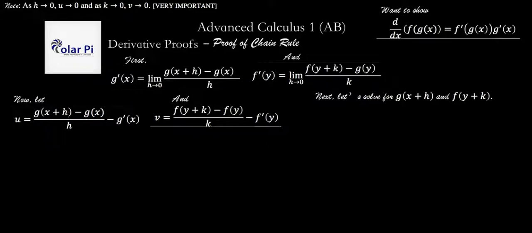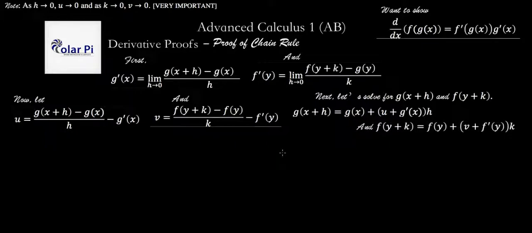Well, you'd first add g prime of x to both sides. So on the left, you'd have u plus g prime of x. And then after that, you'd multiply by h on both sides and then add g of x to both sides, and you'll be able to isolate this fella, right? So if you do all that, then you'll find that g of x plus h is going to equal this here. And then similarly, solving for f of y plus k, we can see that f of y plus k is going to have to equal this here. Yeah? Okay, both of these expressions will be very useful in a second.